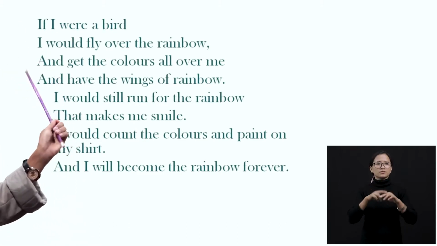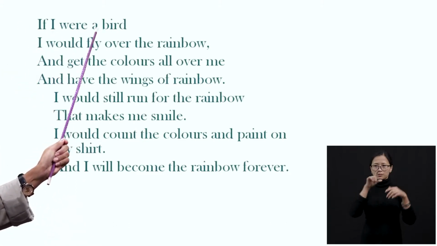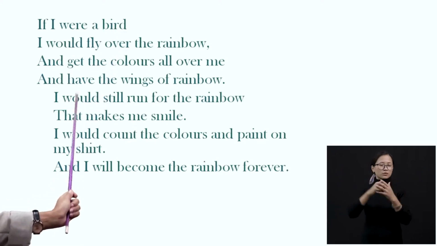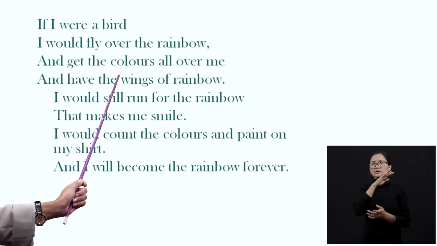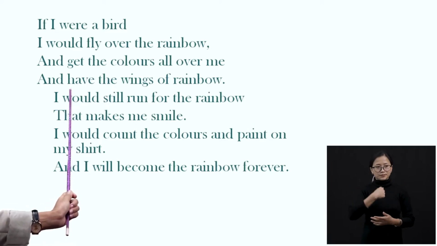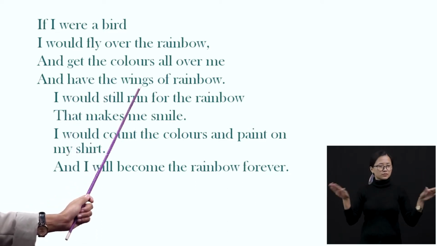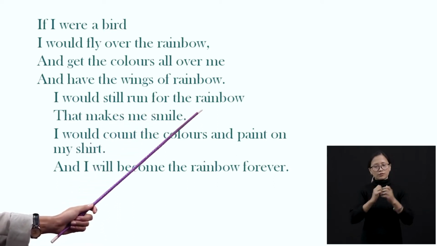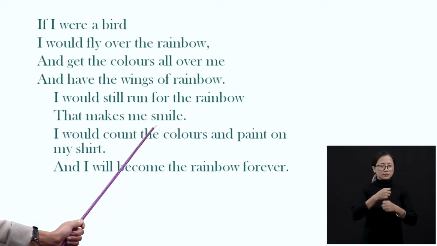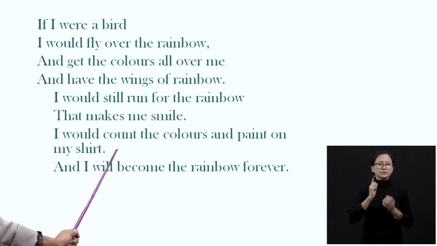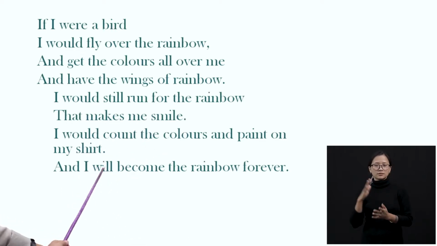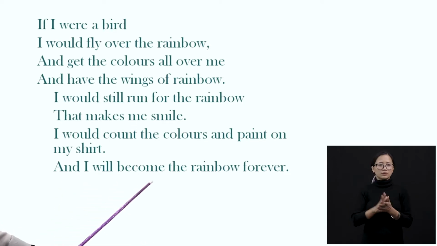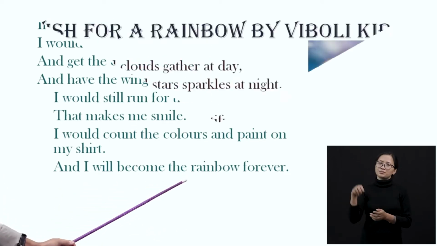The next paragraph. If I were a bird, I would fly over the rainbow and get the colors all over me, and have the wings of rainbow. I would still run for the rainbow that makes me smile. I would count the colors and paint on my shirt, and I will become the rainbow forever.